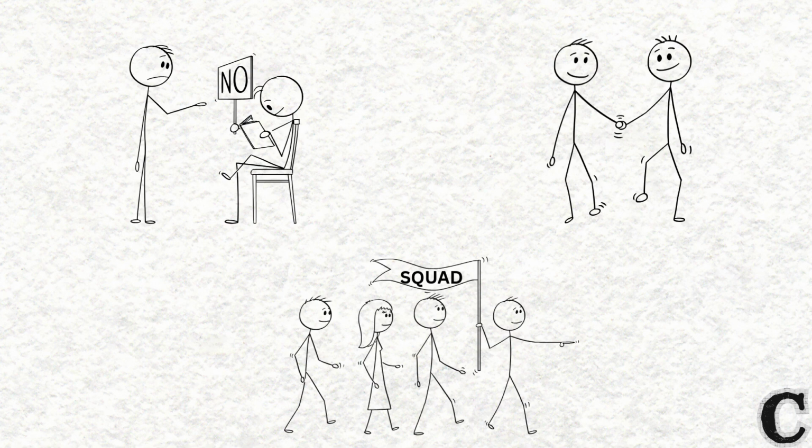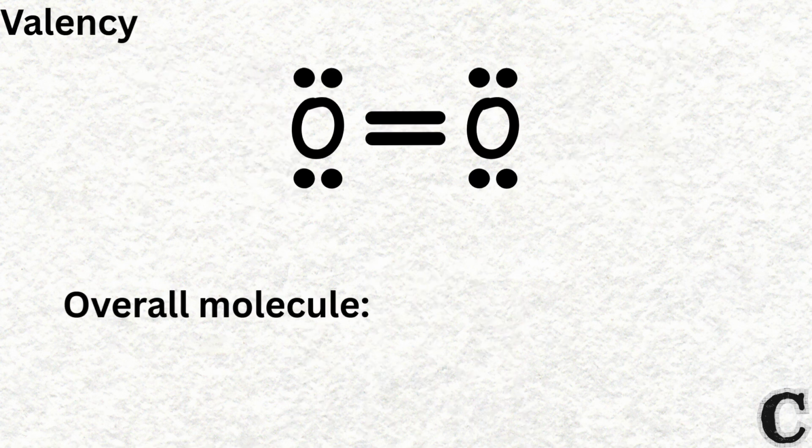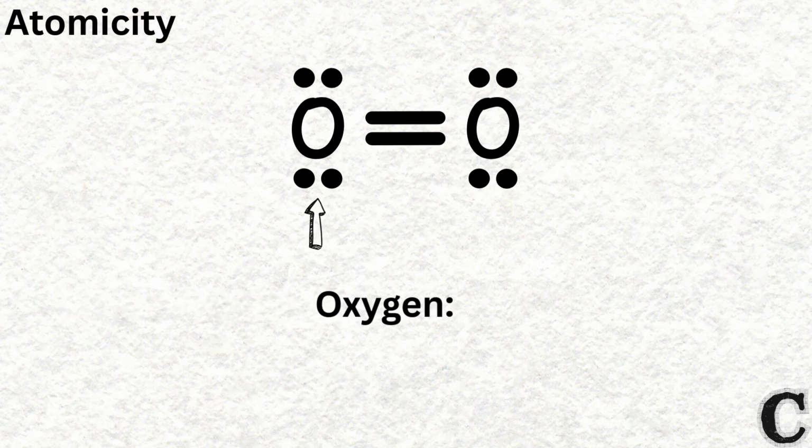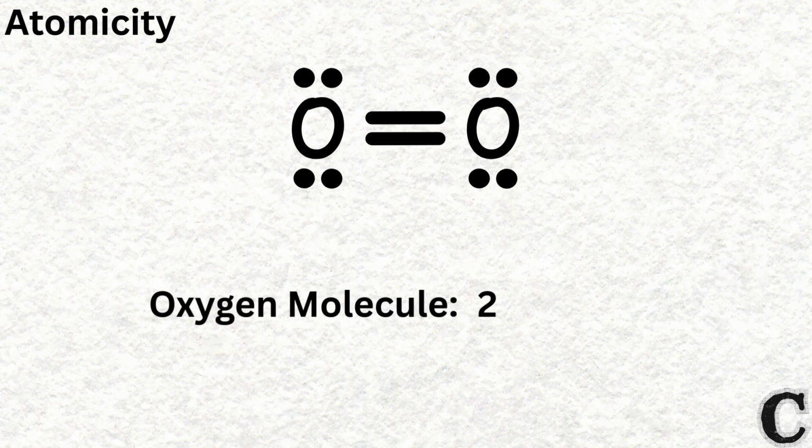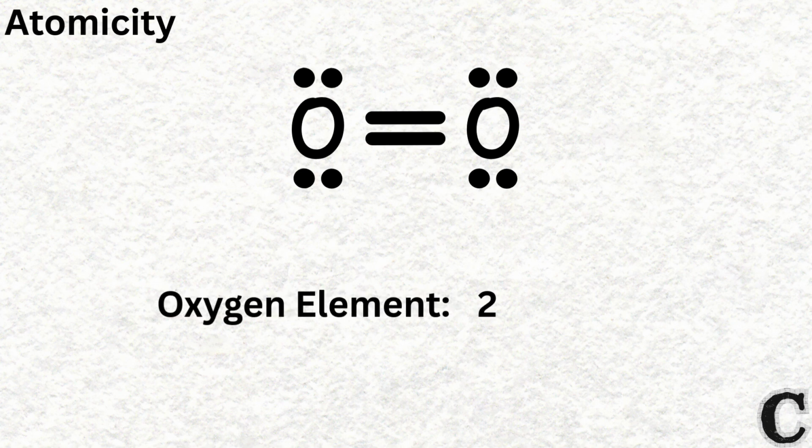Now, let's test this. Take oxygen. The whole compound doesn't have a valency, but each atom does. Each oxygen atom makes 2 bonds, so valency equals 2. In nature, oxygen exists as O2, so atomicity equals 2. It's the same when the question is regarding oxygen or oxygen molecule or oxygen element.